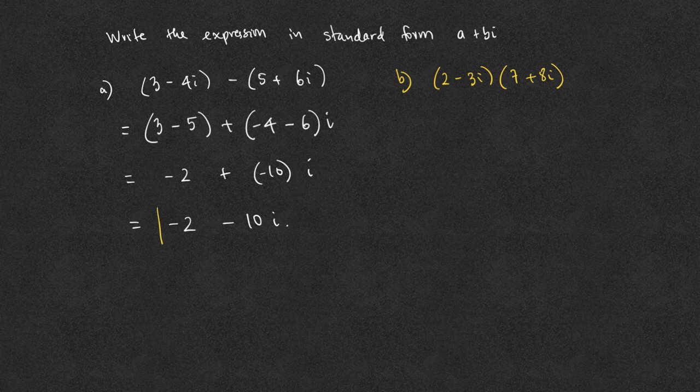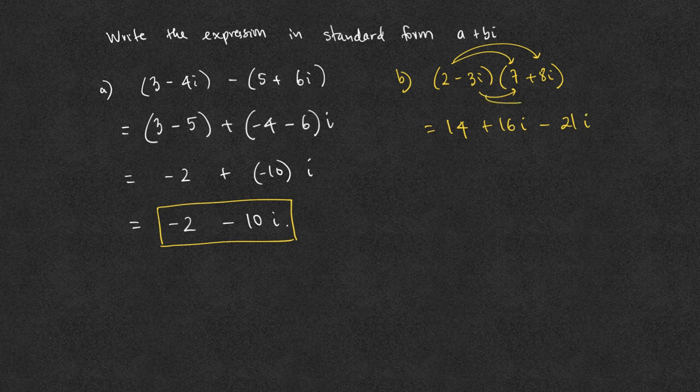To multiply complex numbers, we simply use the distributive property. 2 times 7 is 14. 2 times 8i is 16i. -3i times 7 is -21i. -3i times 8i is -24, and i times i is i squared.